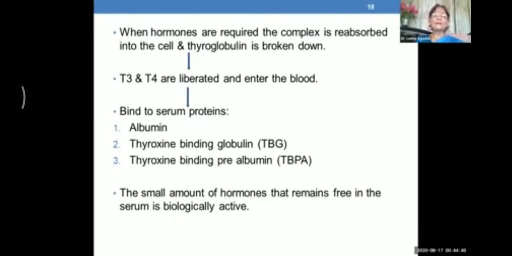When hormones are required, the complex is reabsorbed into the cell and thyroglobulin is broken down. Then T3 and T4 are liberated and enter the blood. They bind to serum proteins like albumin, thyroxine binding globulin, TBG, thyroxine binding prealbumin, TBPA, and the small amount of hormones that remain free in the serum is biologically active.